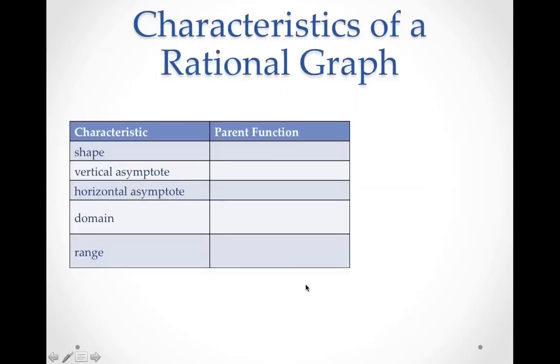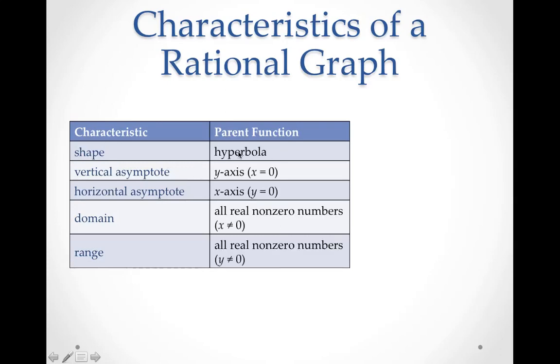So let's just take a closer look at some of the characteristics of a rational graph, especially in terms of the parent function that we just graphed. So we just mentioned the shape is a hyperbola. The vertical asymptote is the y-axis, or x equals 0 line. The horizontal asymptote is the x-axis, or the y equals 0 line.